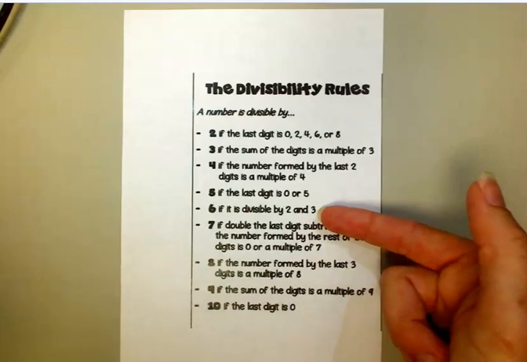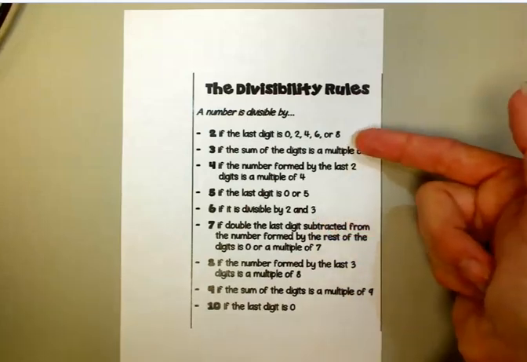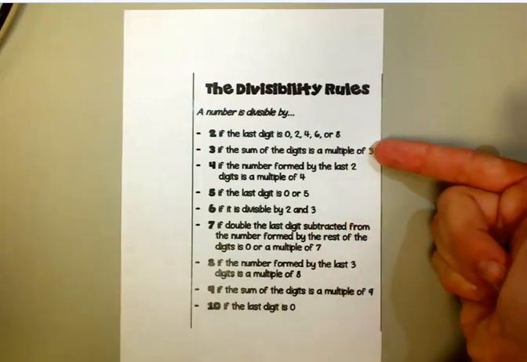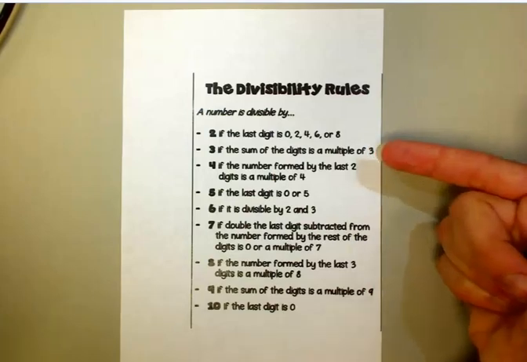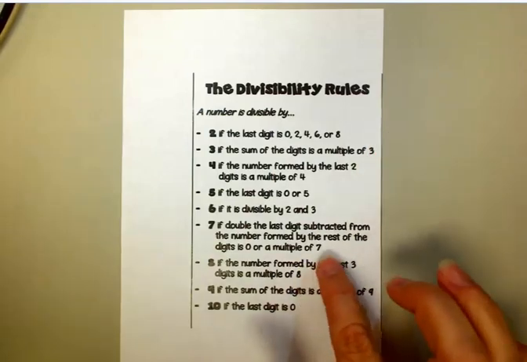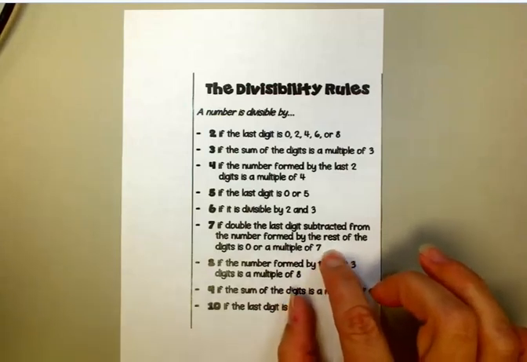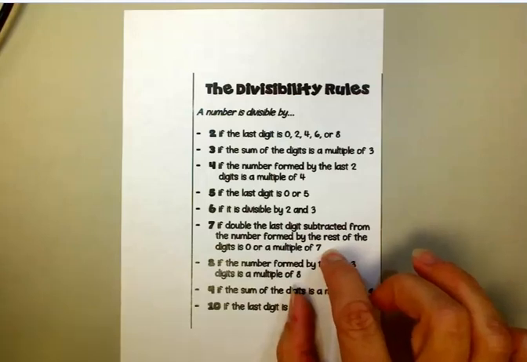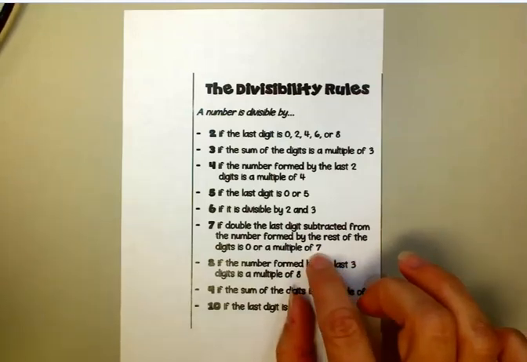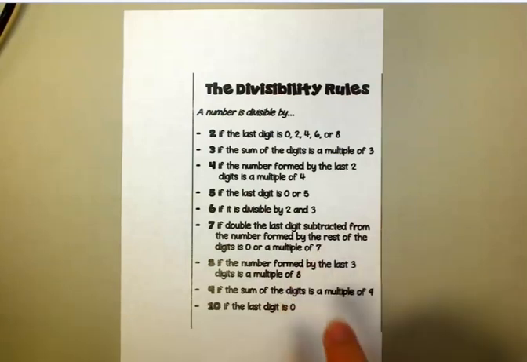If the number is divisible by both 2 and 3, then it is also divisible by 6, because remember, 2 times 3 is 6. 7 is kind of a doozy. If you double the last digit and subtract it from the number formed by the rest of the digits, and the result is 0 or a multiple of 7, then it's divisible by 7. So that one's going to be a bit of a mouthful. That's probably going to be the hardest one for you to remember.